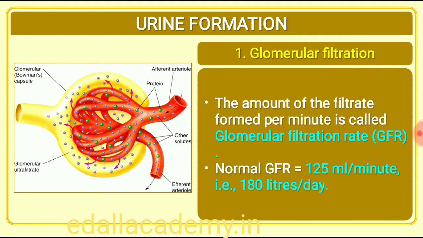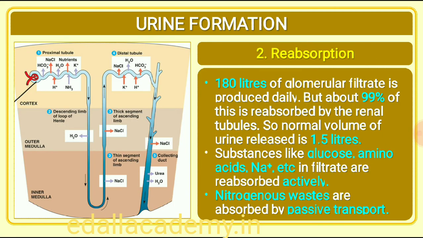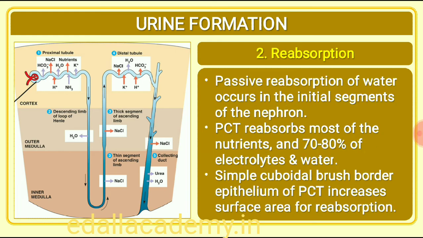A comparison of the volume of the filtrate formed per day, 180 liters per day, with that of the urine released, 1.5 liters, suggests that nearly 99% of the filtrate has to be reabsorbed by the renal tubules. This process is called reabsorption. The tubular epithelial cells in different segments of the nephron perform this either by active or passive mechanisms. For example, substances like glucose, amino acids, Na+, etc., in the filtrate are reabsorbed actively, whereas the nitrogenous wastes are absorbed by passive transport. Reabsorption of water also occurs passively in the initial segments of the nephron.